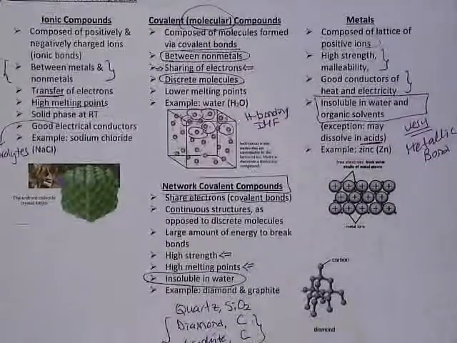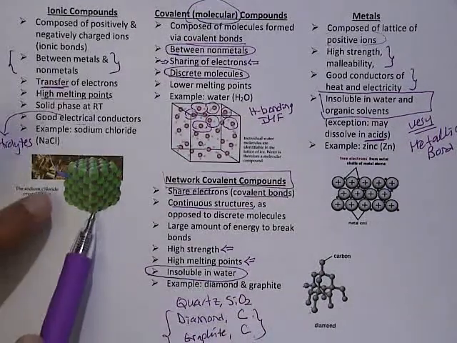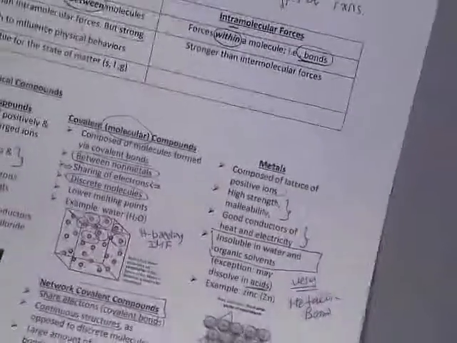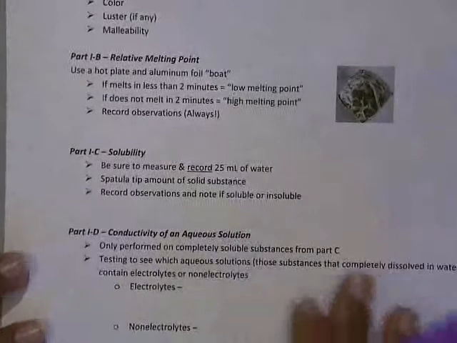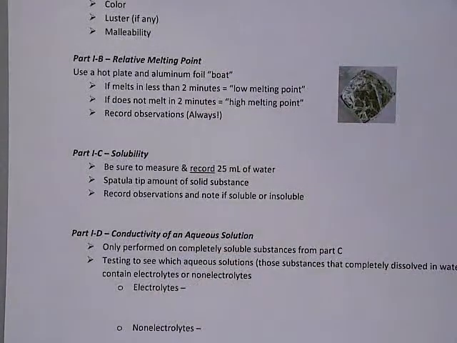So these are the 5 classes of compounds, just a review of what we've already discussed in lecture. Again, please take a look at the 3D models that we're going to have for you in lab just to better visualize what the differences are specifically between ionic compounds, network covalent, and metallic compounds. All right, now let's go on to the individual parts of this experiment. This experiment has 2 parts, 4 parts in part 1, 2 parts in part 2.